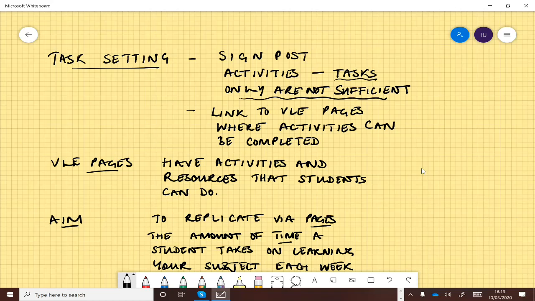So for example, if I were setting a task of week 1, lesson 1, third form geography, coasts, the activity description may be read the article on coast formation and then complete the exercises in the VLE, in the box on the VLE page, along with a link to the VLE page.